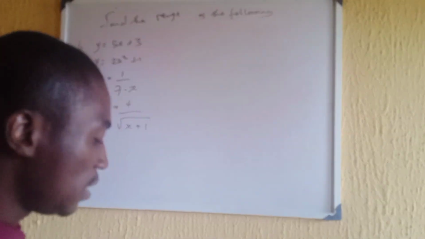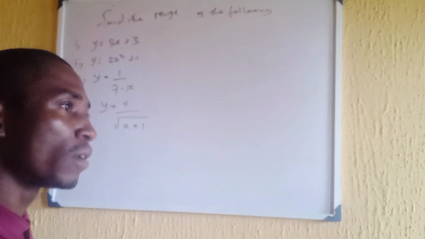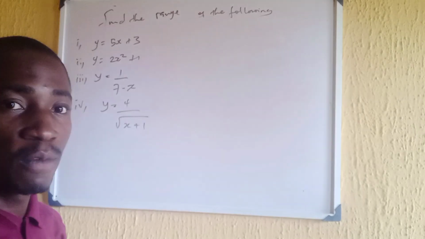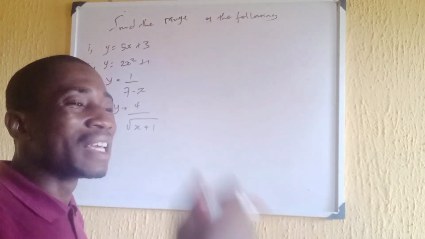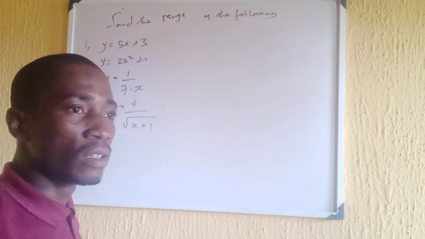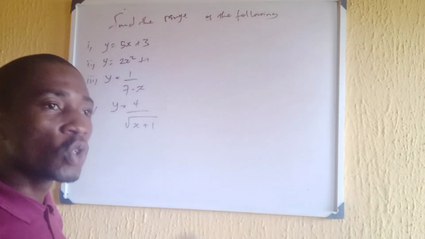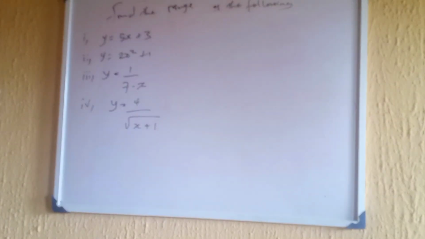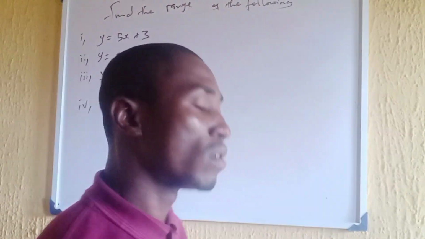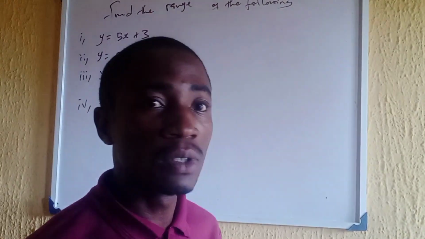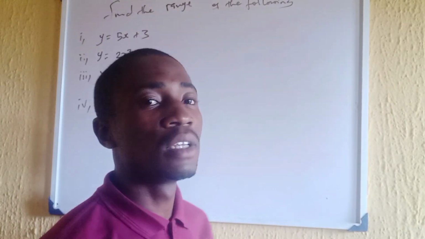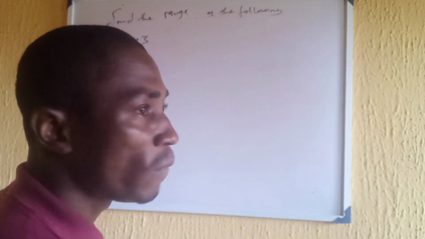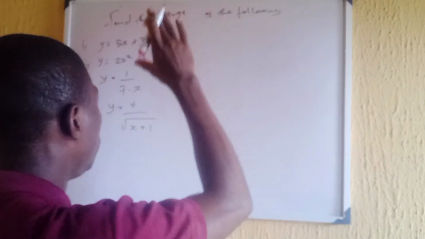The second method is making x the subject of the formula. So for each equation here, we'll make x the subject of the formula. We'll now find the values that make x undefined. So those values become boundary values for the range. And the last one is using limits, the concept of limits. But we'll focus on the second one and also see how to apply the last one. How do we find the range of these equations?